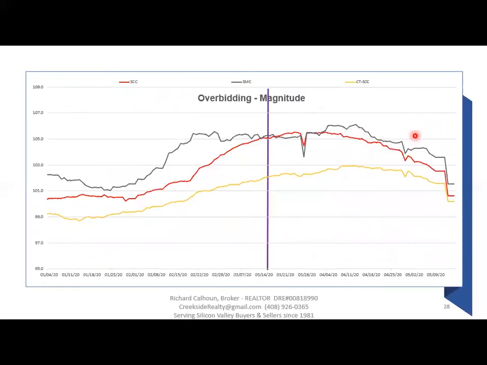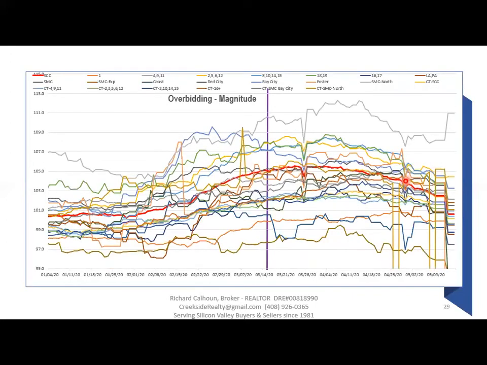Here is the second component of overbidding called the magnitude of overbidding. How much do the buyers feel pressured to overbid? And you can see the same pattern. They were level for quite a while after shelter in place because of the 30-day lag. Once we started working through the offers before shelter in place, the trend was coming down. So buyers were paying less and less over the seller's asking price. That pattern follows across all the different micro market areas.